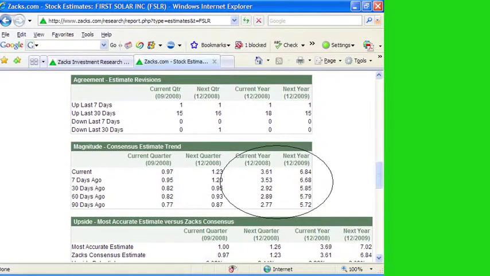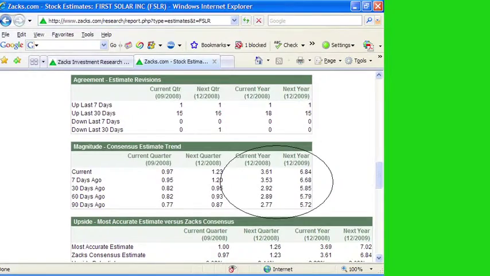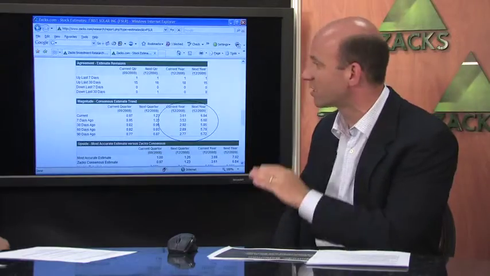90 days ago, the investment world expected First Solar to earn $2.77 this year. 30 days later, they were looking for $2.89. That's a nice little increase. Another 30 days later, they were looking for $2.92. That's moving up. Now, 7 days ago, they were looking for $3.53. Oh, we just made a significant jump there. And now the world is looking at $3.61. I couldn't have mapped out a better one. In each subsequent period, more and more analysts are coming up and saying, boy, there's more and more good news on First Solar.